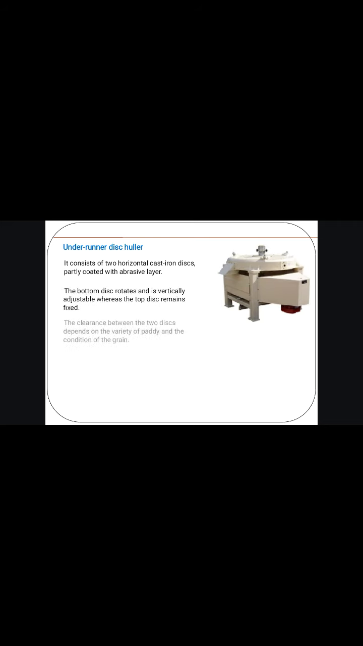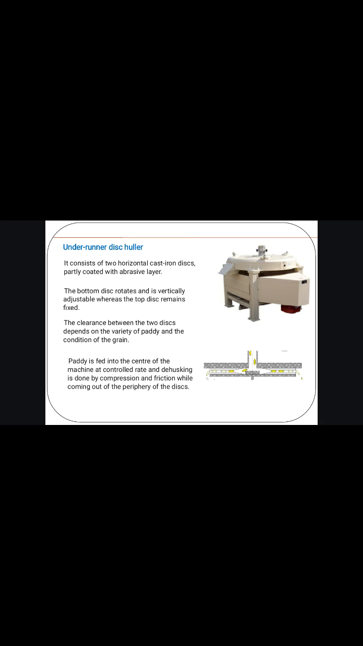Underrunner disc huller, this is also an important machine in rice milling industries. It consists of two horizontal cast iron discs partly coated with abrasive layer. The bottom disc rotates and is vertically adjustable, whereas the top disc remains fixed. The clearance between the two discs depends on the variety of paddy and the condition of the grain. Firstly, paddy is fed into the center of the machine at a controlled rate, and de-husking is done by compression and friction while coming out of the periphery of the disc.